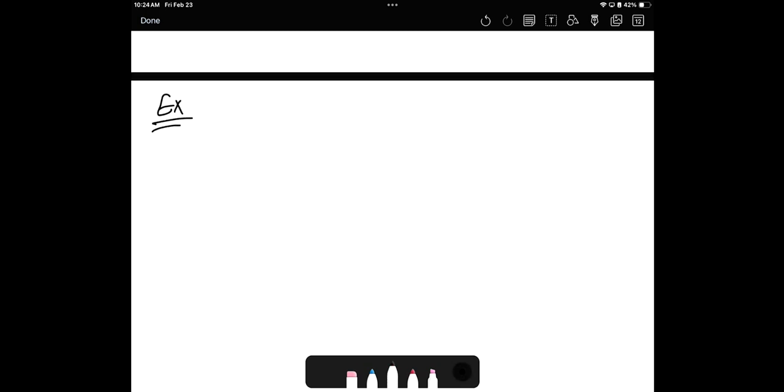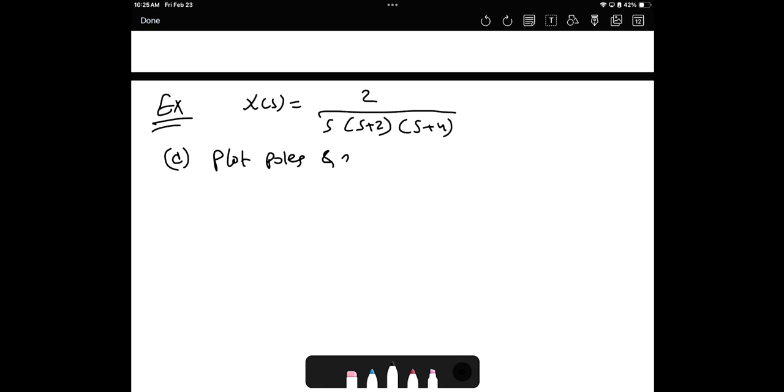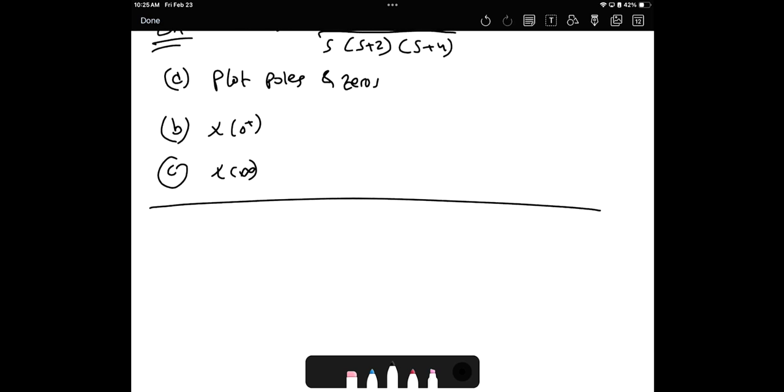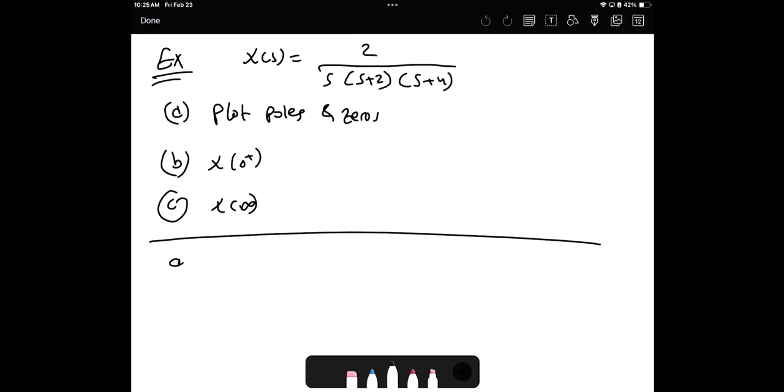Okay, in this example, assume we have X of s equal to 2 over s, s plus 2, s plus 4, and we need to calculate the following. A, plot the poles and zeros. B, we need to find x of 0 positive. C, we need to find x of infinity. That's our target. How to solve it? Let's start with number A, which is poles and zeros.